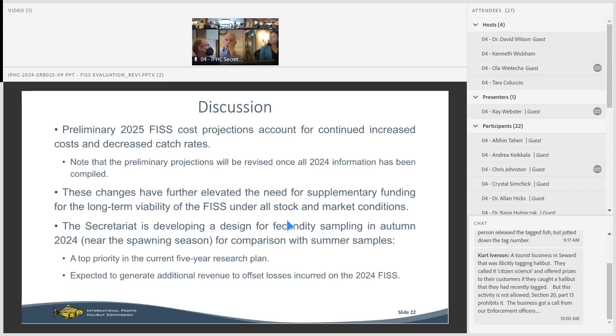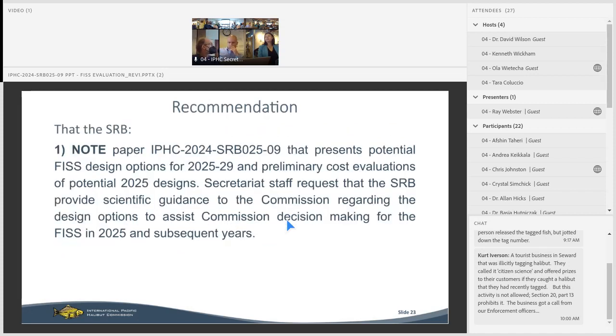We're developing a design, or have developed a design, for country sampling in autumn this year. In comparison with summer samples, it's a top priority in the 5-year research plan and expected to generate some additional revenue to offset the losses incurred this year. So there'll be some additional slides after this, but we're asking you to note the paper and requesting that you provide scientific guidance to the commission regarding the design options to assist commission decision-making for the FIS in 2025 and subsequent years.